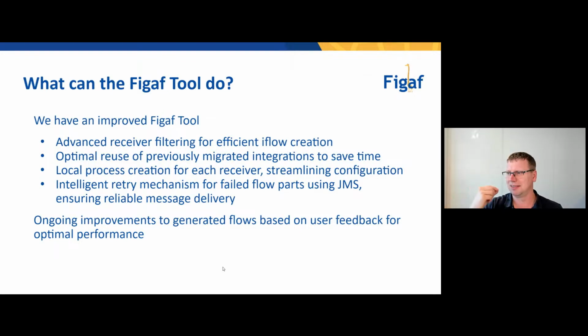You can then reuse existing migrated content. You can create local processes for each of the different receivers that you have. And then it builds in a retry mechanism, so that in most cases the message will not go to the JMS, but only in the 3% of cases where there are HTTP communication problems going out from the system. And yeah, we are improving it. Over the last 2 months we have been adding a lot of new features to make the migration easier.